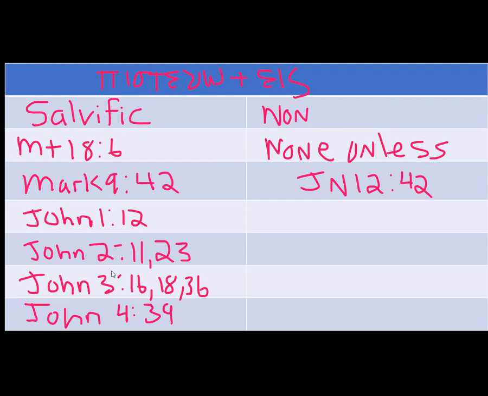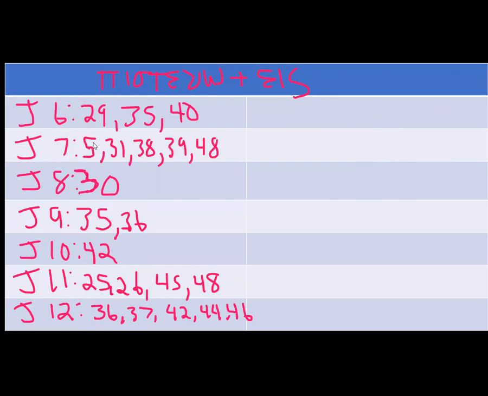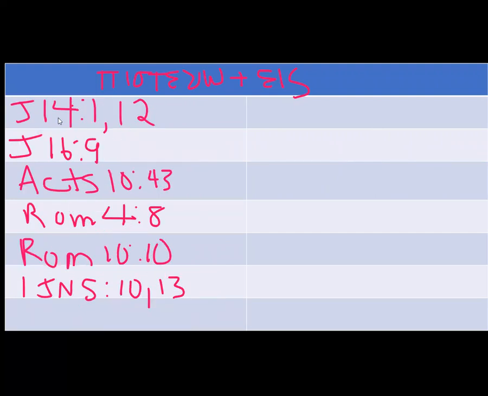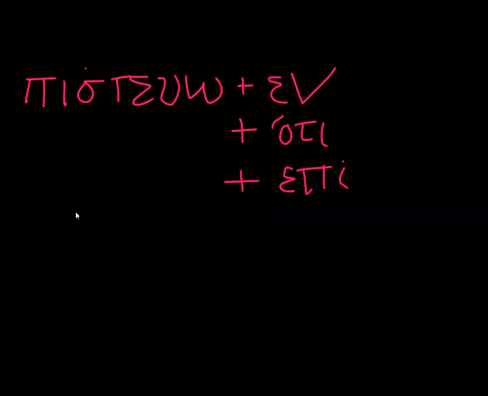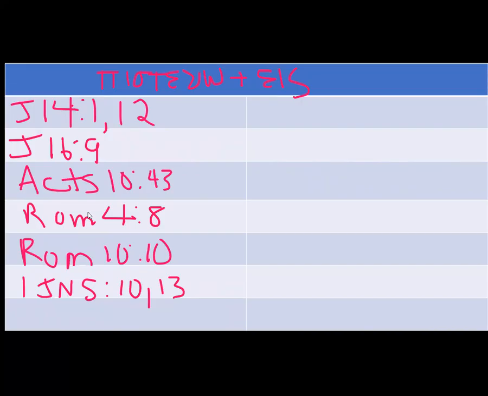And so here's several different passages. You can just look at the screen. You can see I got tired of writing John or JN, so I just wrote J's. A lot of these usages are in John. And then you get into Acts, Romans, 1 John 5. So that was pisteuo eis.